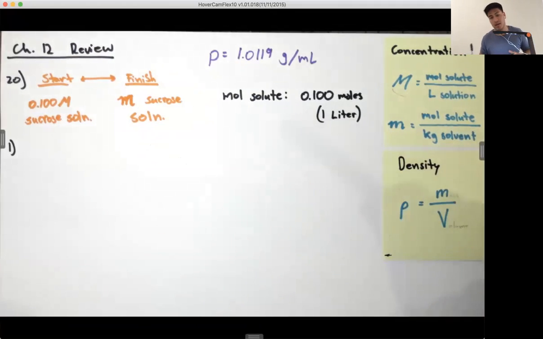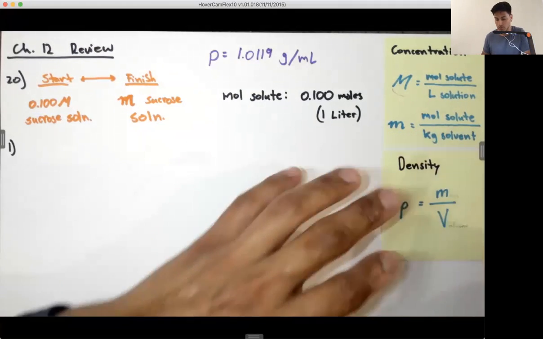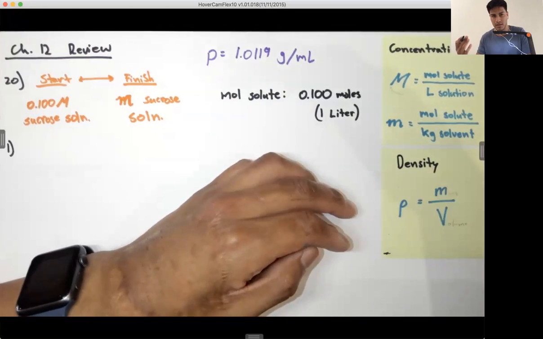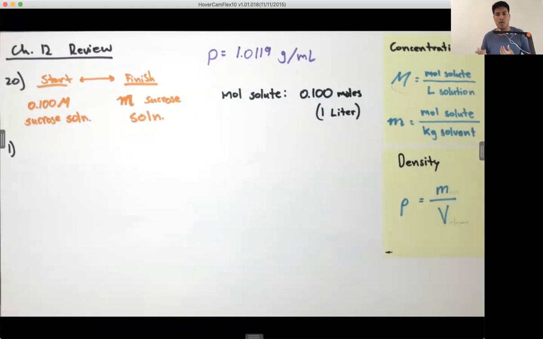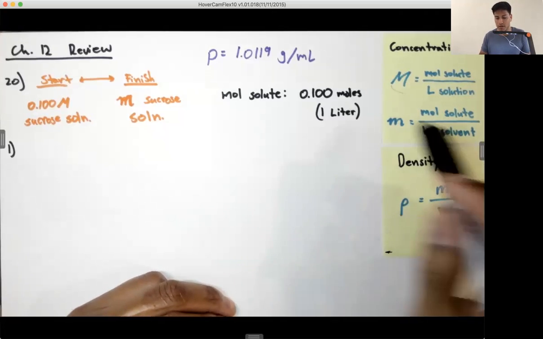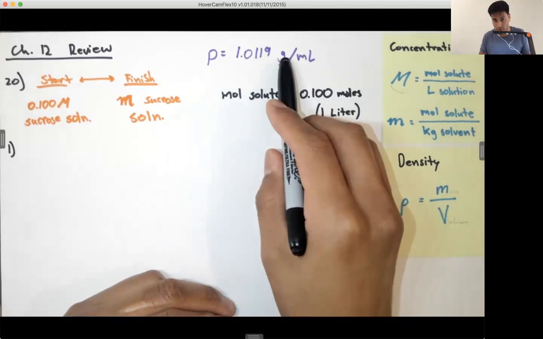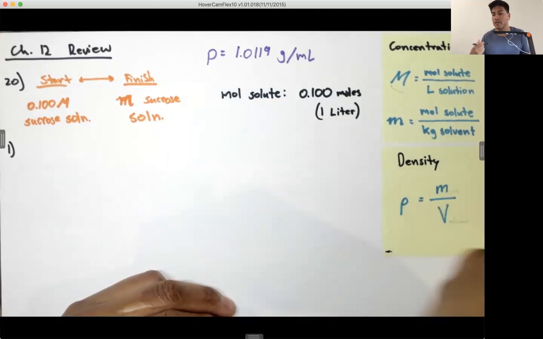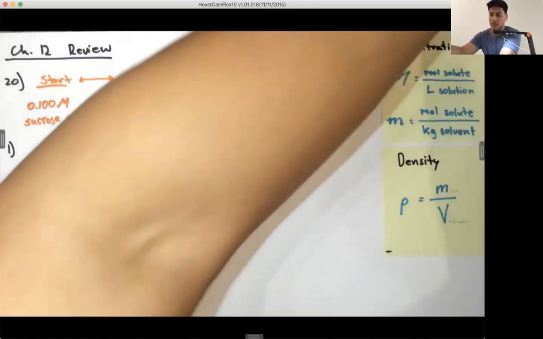The first step that we're going to have to do is find out the mass of the solute. Now that may not make sense right away. Why would we need to find the mass of the solute if we already have the moles of the solute? The reason is because we know the mass of the solution. There's no way that we can figure out the mass of the solvent if we don't know the mass of the solute.